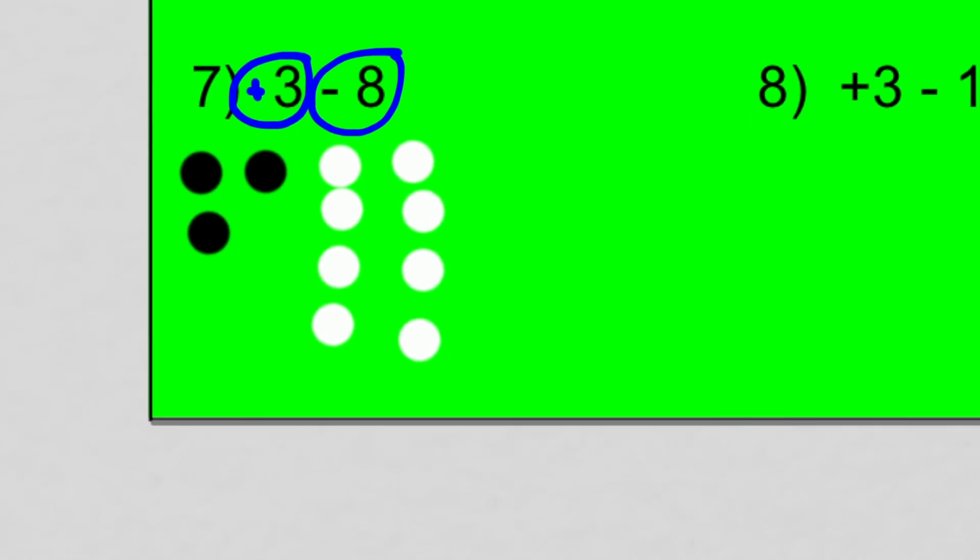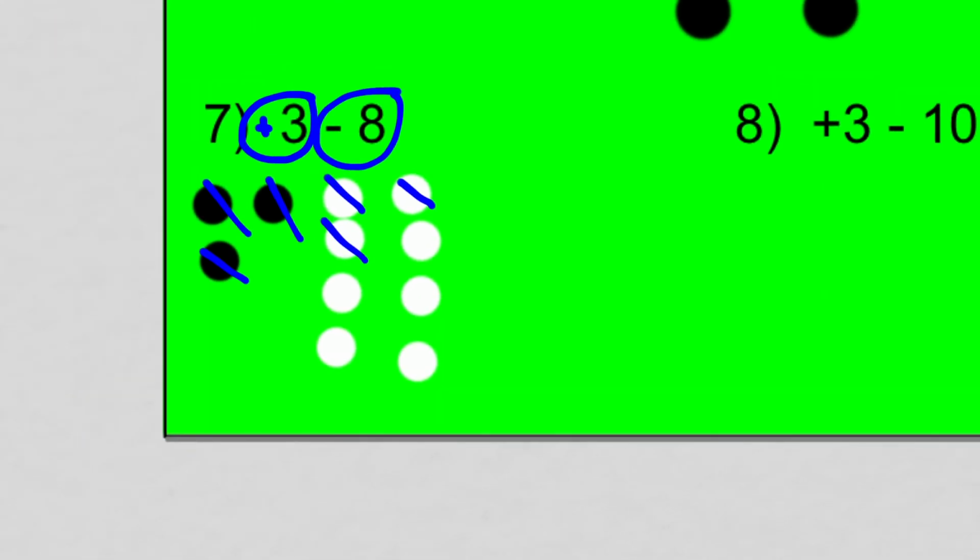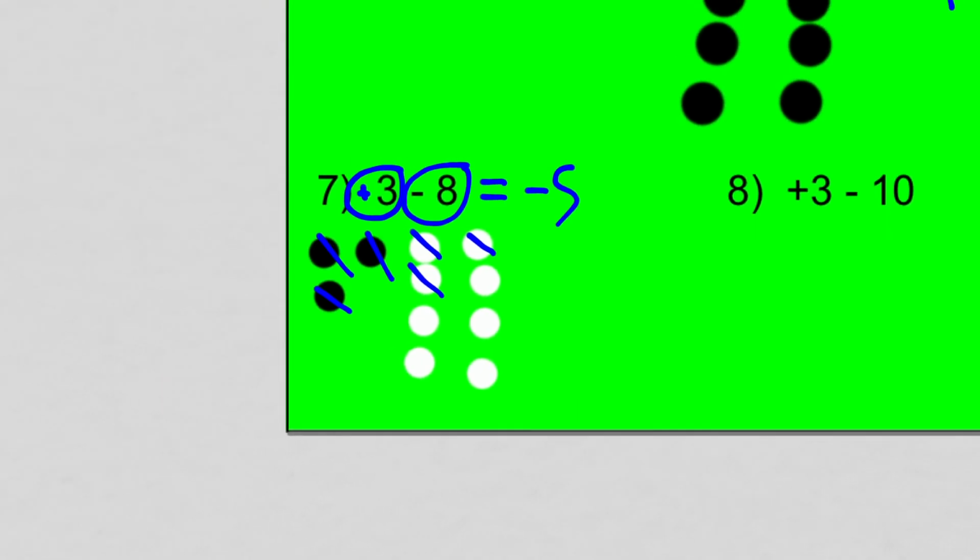Okay, make my zero pairs now. This guy goes away, this guy goes away, this guy goes away, this guy goes away, this guy goes away, this guy goes away. And I'm left with 5 white circles, which is equal to negative 5. Once again, look at what I did when the signs were different. I subtracted 8, take away 3. And since I had more negatives, the answer was negative.